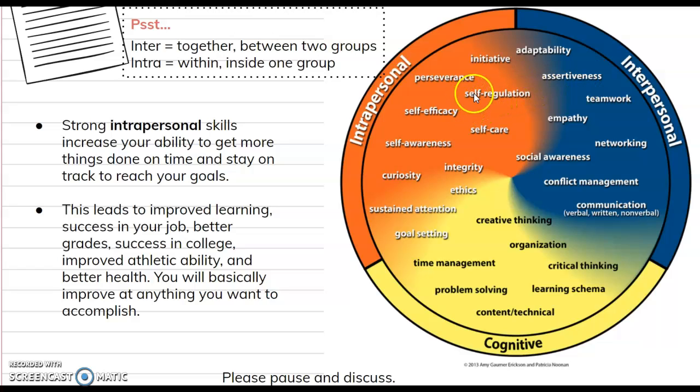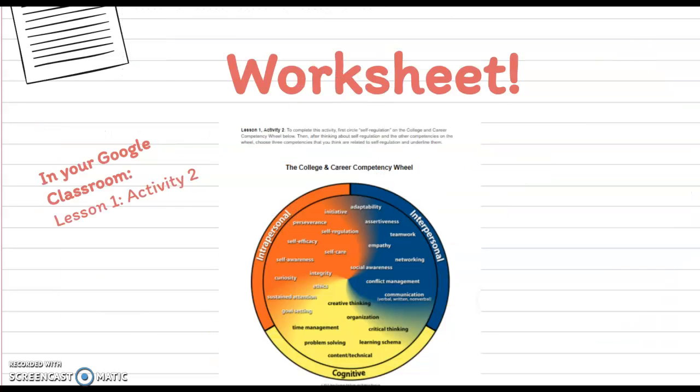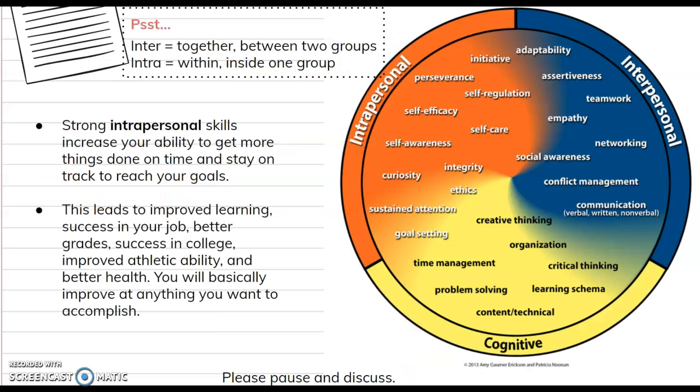On your screen and your worksheet, it asks that you look at self-regulation and the other competencies on the wheel. I would like for you to choose 3 other competencies that you think are related to self-regulation, and please underline them or circle them within your worksheet. Teachers, please pause and give the students an opportunity to get this completed.